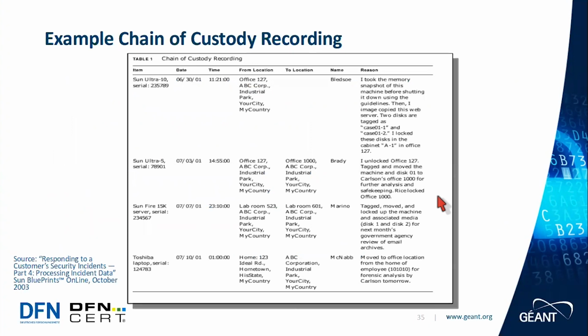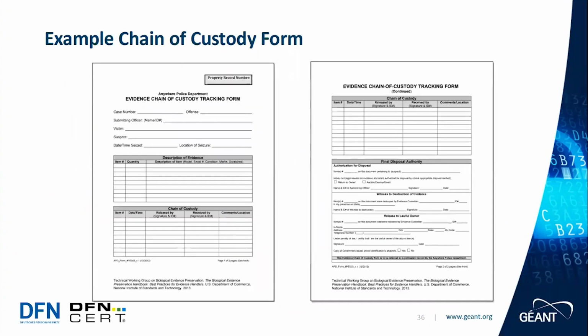So it can be adjusted in a simple table form. So please, you can do it with your own spreadsheet or trouble ticket system. Or if you want to write this down on paper, there are lots of example chain of custody forms available on the internet, which you can adapt to your own liking. We still use some of these forms internally at DFN-CERT.